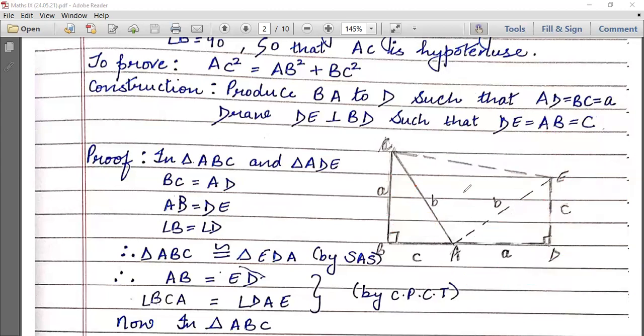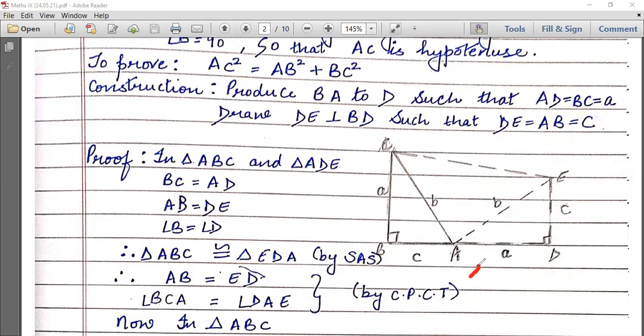Okay, so if these two triangles are congruent, you can say that AC is equal to AE. Okay, what can you say? AC is equal to AE. Okay, and angle BCA is equal to angle DAE. Let me say again that angle BCA is equal to angle EAD. Why? Because by CPCT. Okay, children. So now our first thing is over.